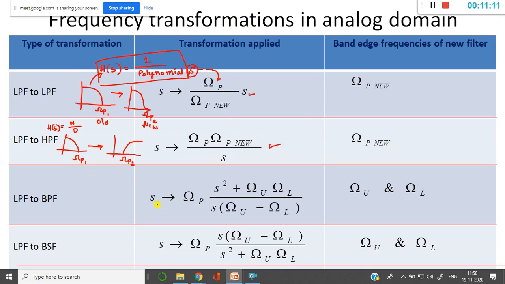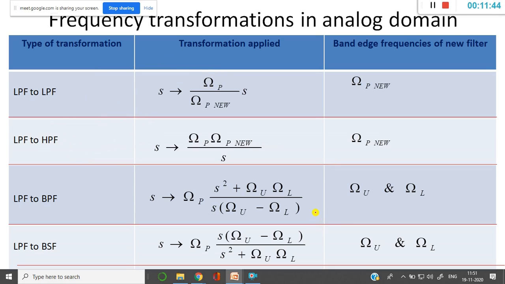For LPF to BPF, I just replace the s variable by this particular equation. All these are derived equations, and we will directly use them. You need to remember these; there is no other way. You have to remember the particular transformation that is going to be applied. Now, with this, I'll immediately go into solving examples. I'll take one example of moving from LPF to LPF and one more example from LPF to HPF. That's it.